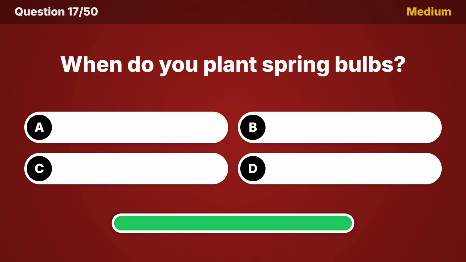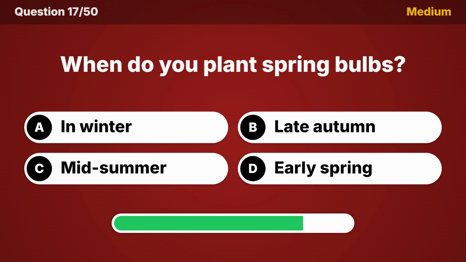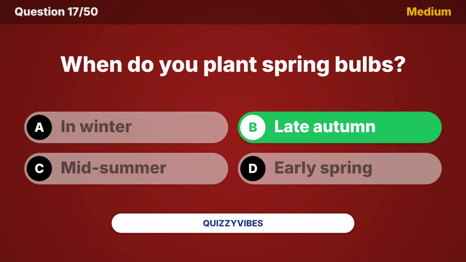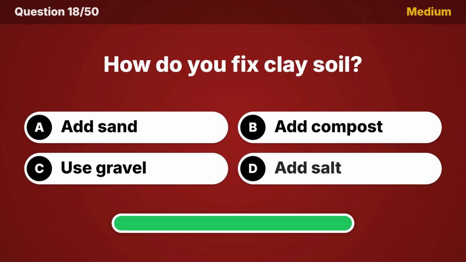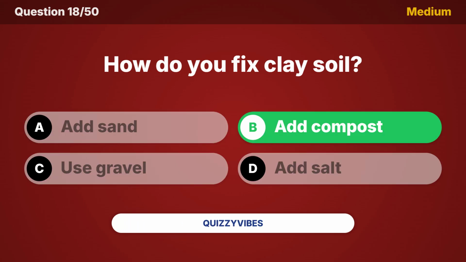When do you plant spring bulbs? The correct choice is late autumn. How do you fix clay soil? Here is the answer. Add compost.